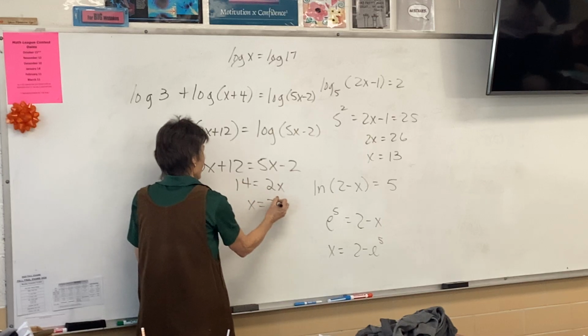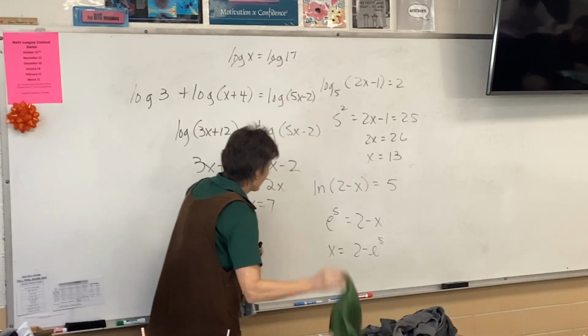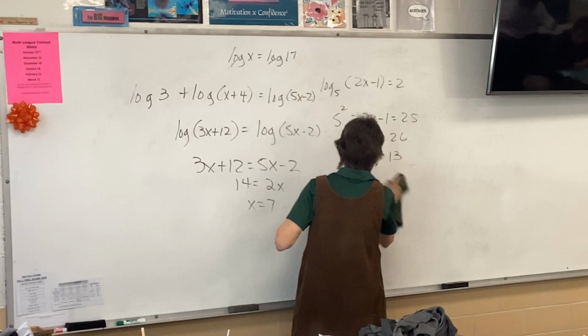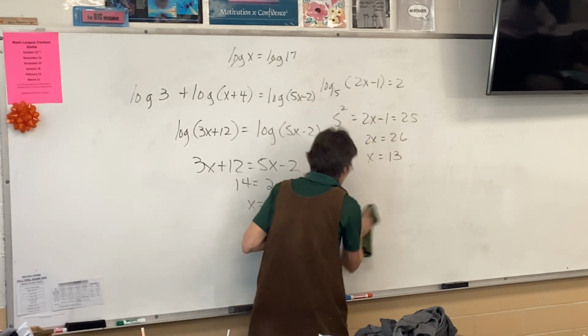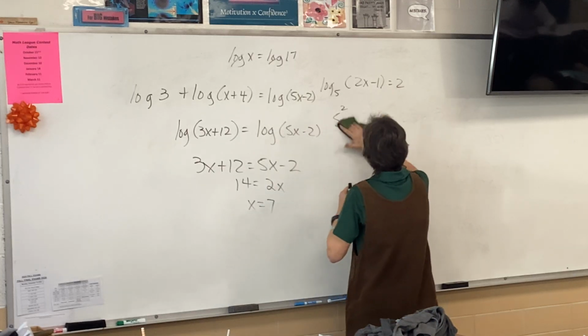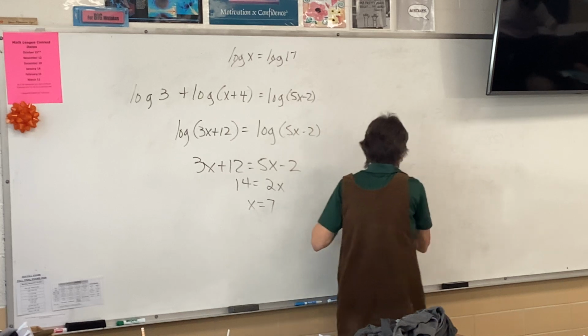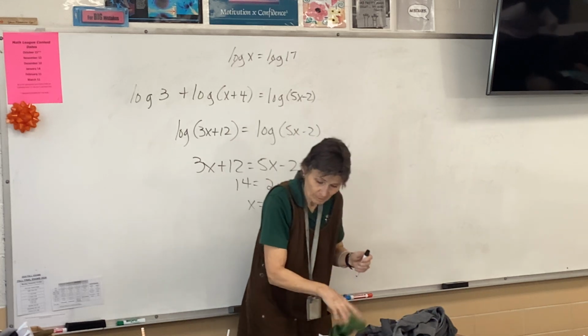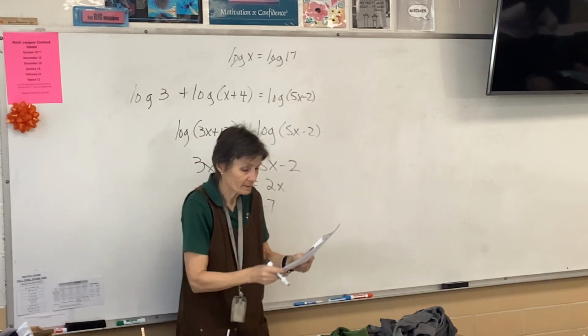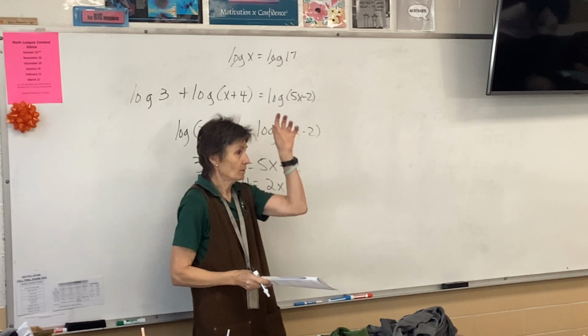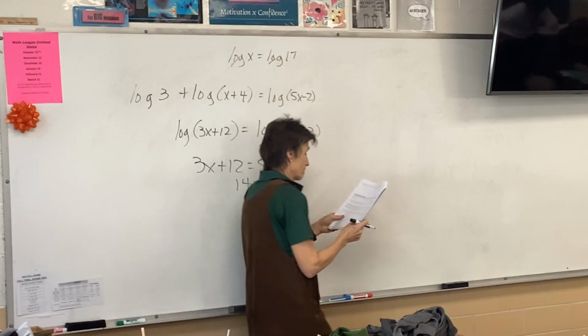I got 7, but I made a mistake there. That's what you got. All right, so there are 3 more, I believe. Go ahead and try those. Remember, you cannot get rid of the logarithms until you have log equals log.